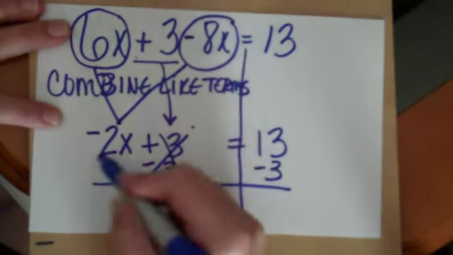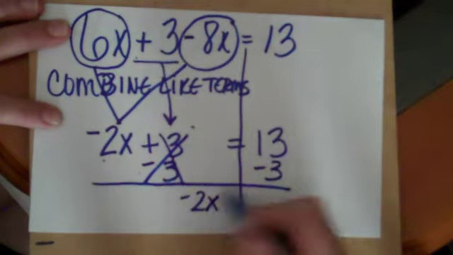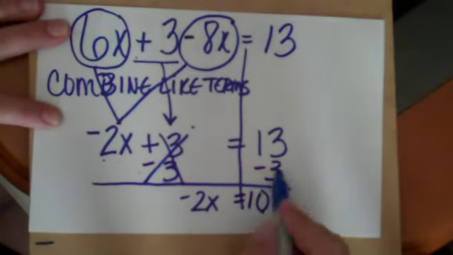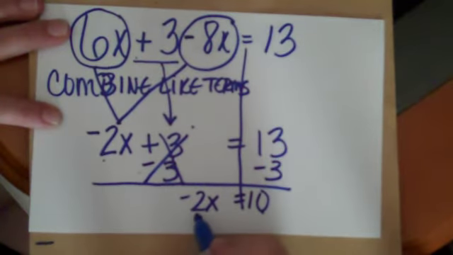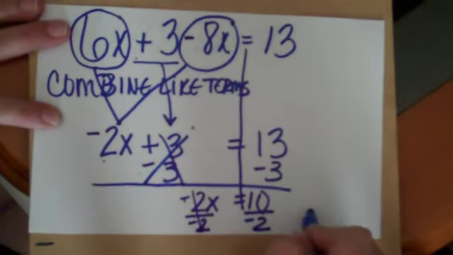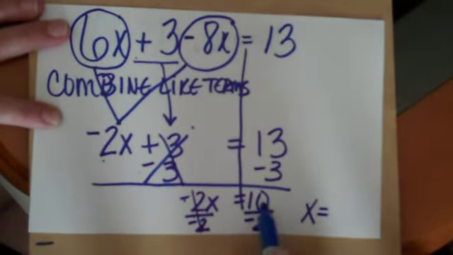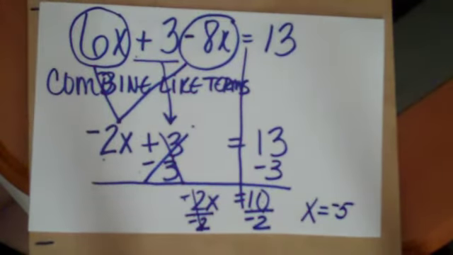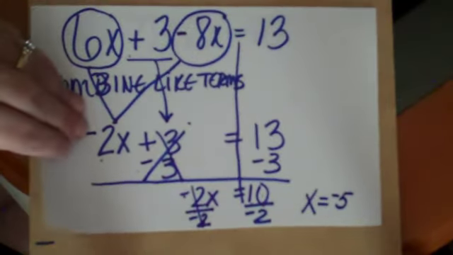Those guys cancel, and we're left with negative 2x on this side. 3 minus 3 is 10. 3 minus 3 is 10 on this side. Now we still got to get rid of negative 2. They're being multiplied, so we're going to divide. If we do it to one side, got to do it to the other. Negative 2 divided by negative 2 is 1. 1 times x leaves me with just x. I'm going to write my answer over here. And 10 divided by negative 2 is negative 5. Positive divided by negative is a negative.